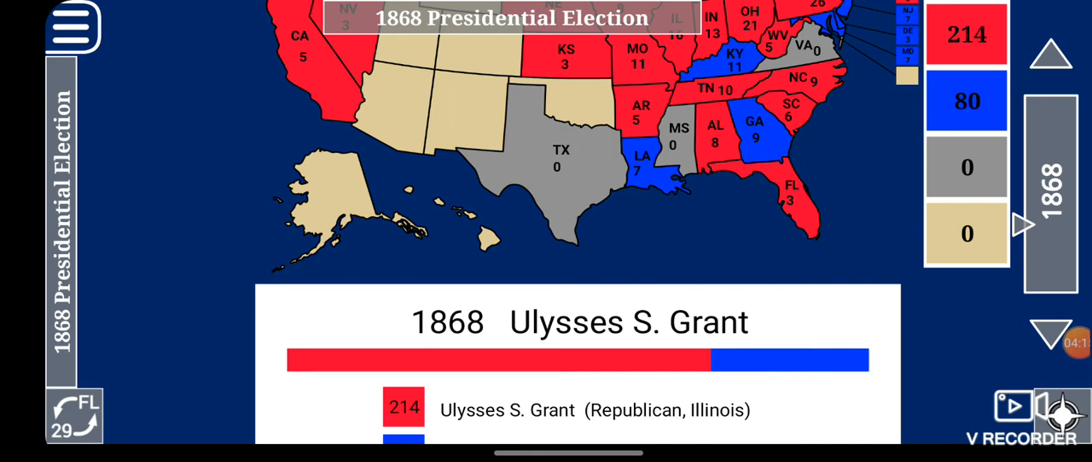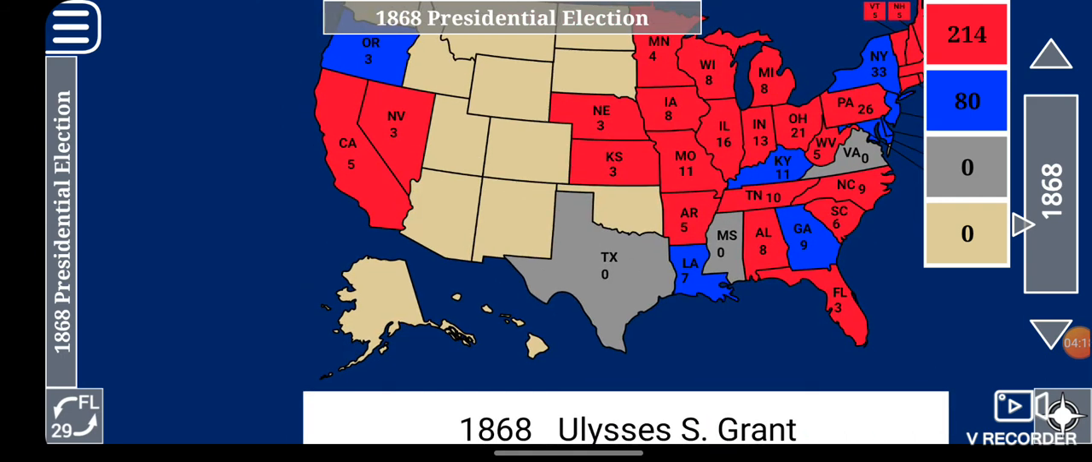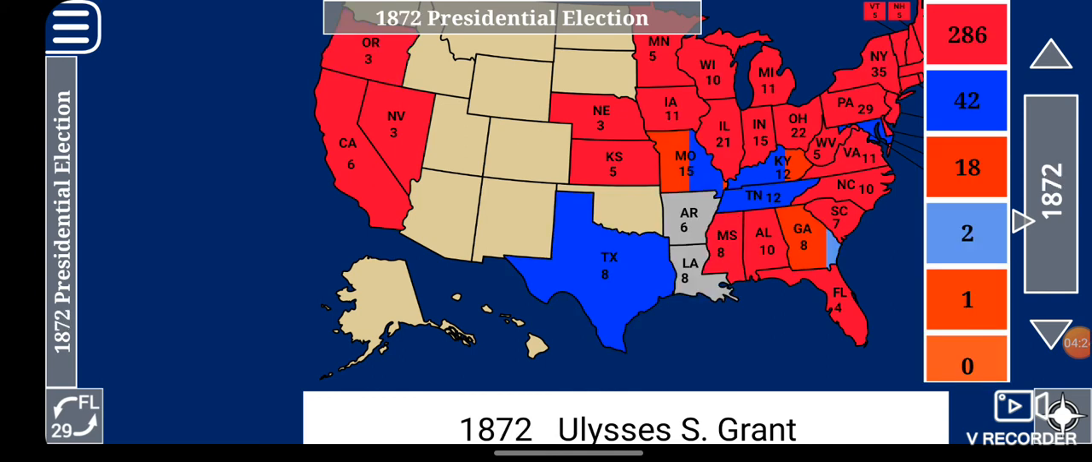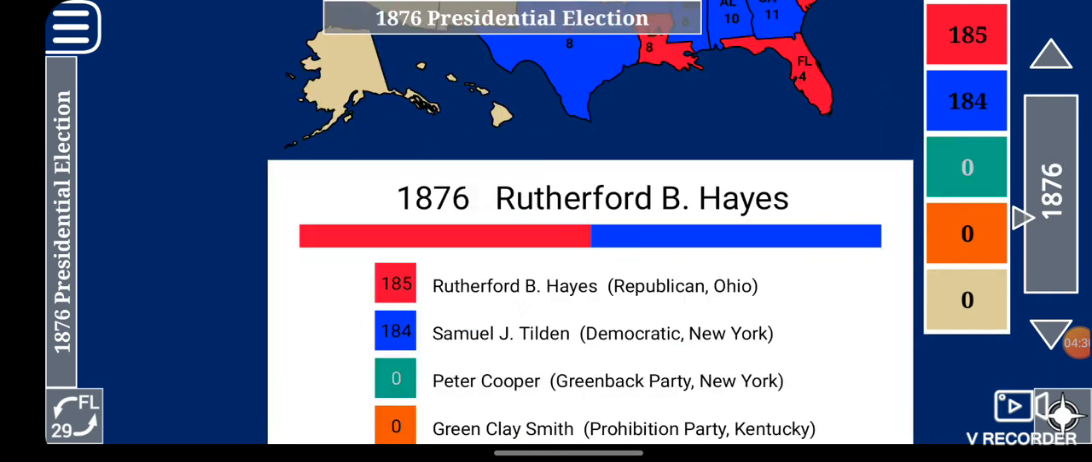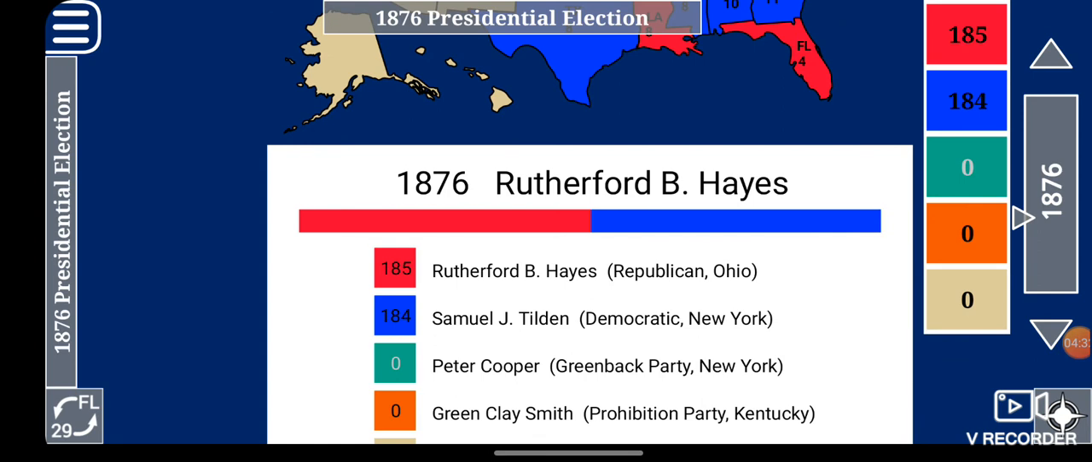So, let's just continue on. Ulysses S. Grant. He was a really good president, I could say. So I'd vote for him in 68. In 72, I would vote for him. Rutherford B. Hayes. I would vote for Tilden.